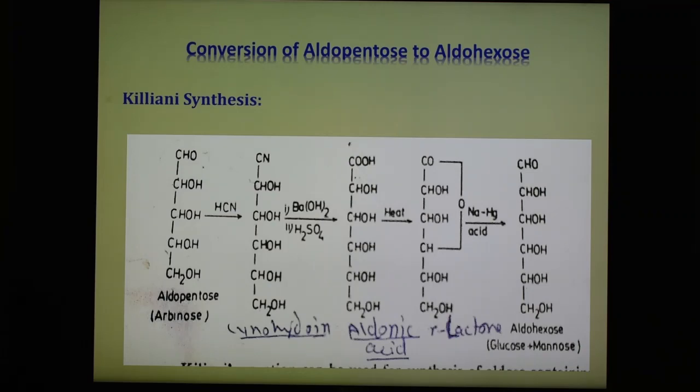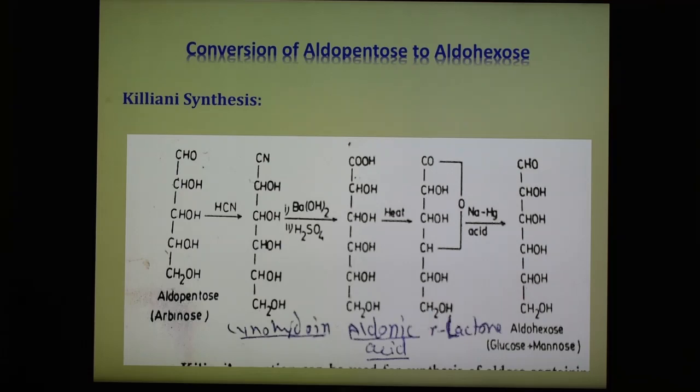So a compound containing 5 carbons, and we are getting finally the compound containing 6 carbon atoms. So here this is the important conversion, and this conversion is also known as Killiani synthesis, because Killiani is the name of the scientist. As we know, the aldopentose can be converted to the aldohexose, and the conversion of an aldose to a higher aldose containing 1 more carbon atom is also known as ascent of series.